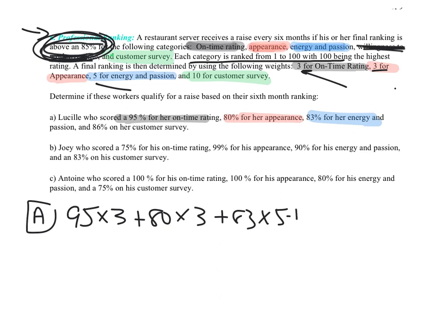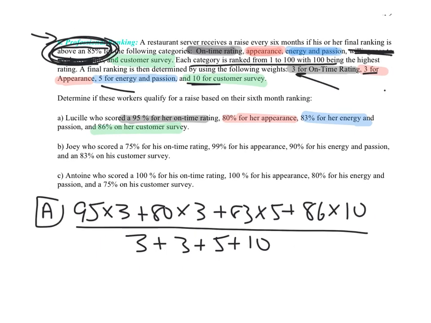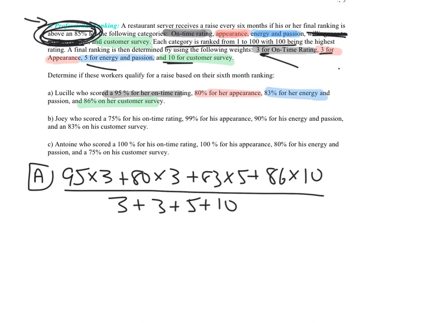And then finally, we're going to add the customer survey. Here, Lucille got an 86, and that weight, the highest, is 10. So we'll take each category times its weight, we'll add them all up, and then we'll divide by the sum of the weights, which in this case is the 3, the 3, the 5, and the 10. And unlike previous problems where we were given percentages and we didn't have to divide by 100% because 100% is just 1, here we need to divide by the sum of the weights to get the accurate answer.